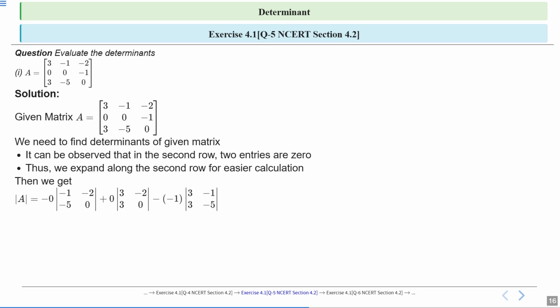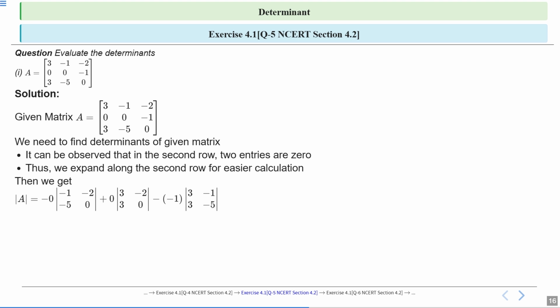At first we multiply 0 with minus. Why? Because the index of the element 0 is 2 1, and when we calculate minus 1 to the power 2 plus 1, that is minus 1 to the power 3, and that is minus 1. So we multiply 0 with minus.